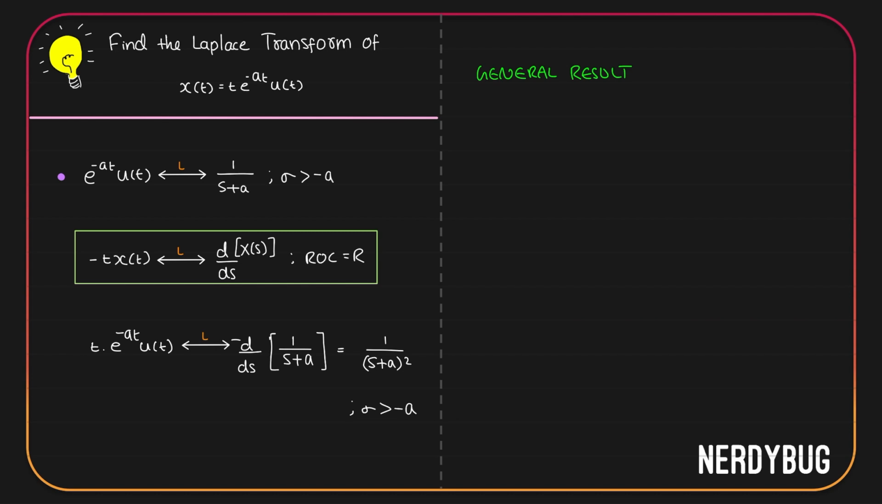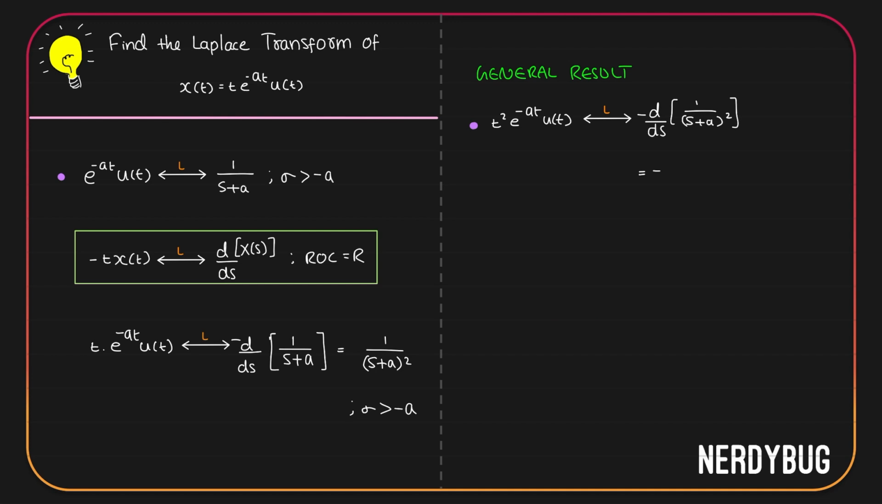We can actually form a general result from this. Let us start by taking the Laplace transform of t square e raised to minus at u of t. Now this is actually t times t e raised to minus at u of t. So to get that, you will have to take minus d by ds of the Laplace transform of t e raised to minus at u of t, which is 1 by s plus a whole square.